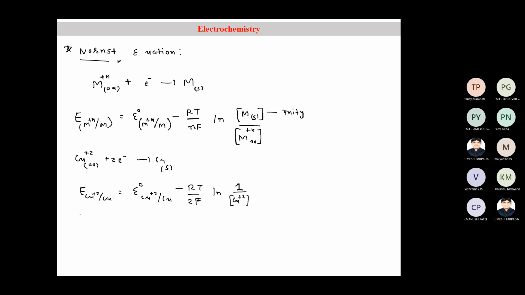Similarly, another reaction is the reduction of Zn plus 2 to Zn. Suppose you want to write down the same for this one, then you can write it in this way.